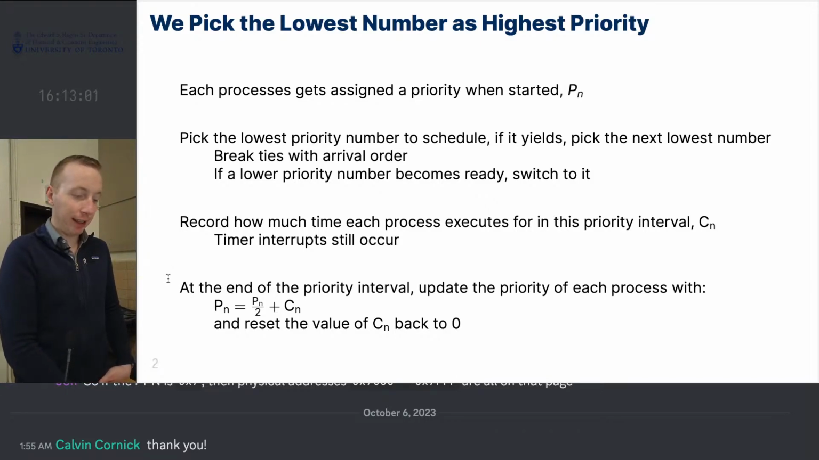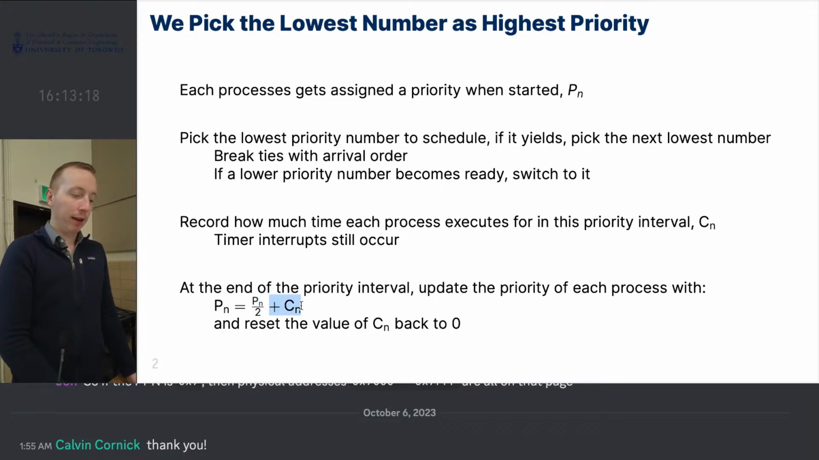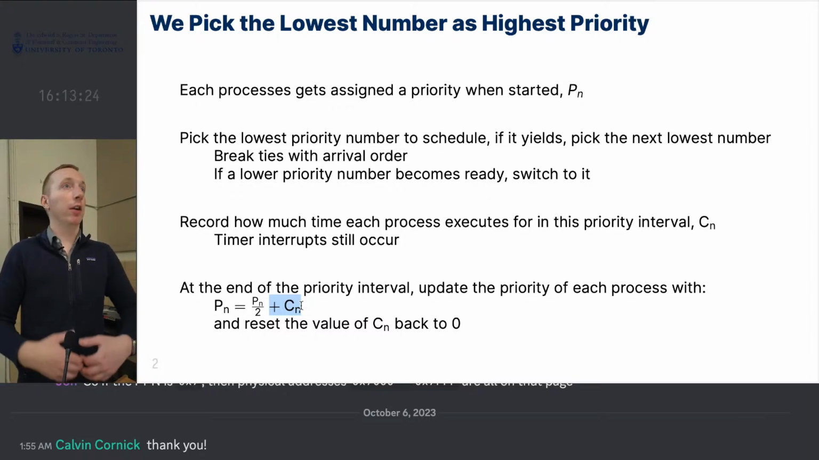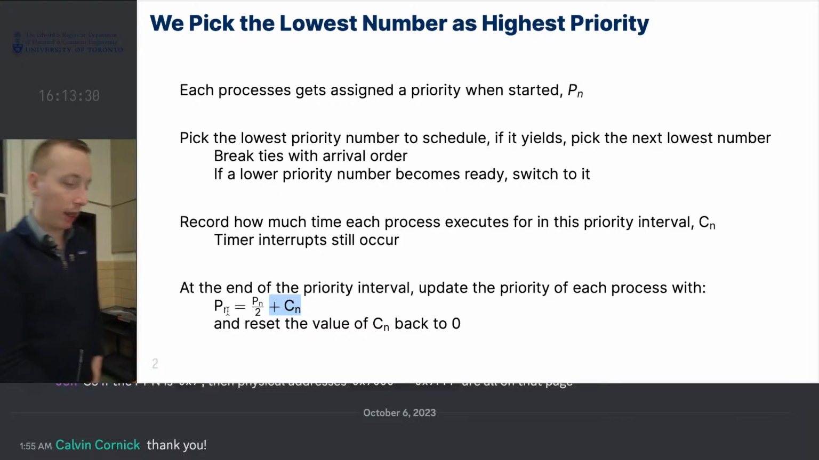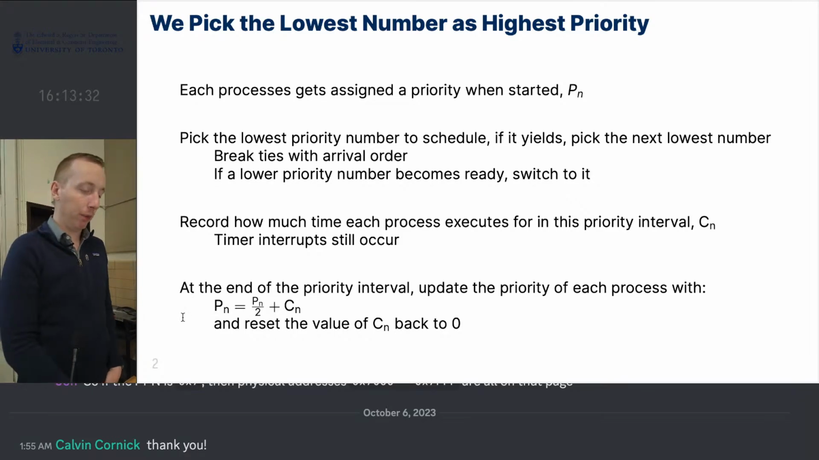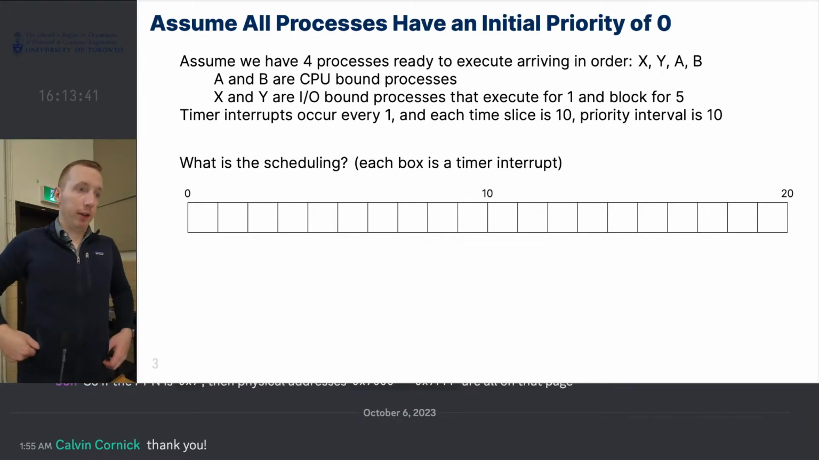Our calculation is at the end of the priority interval. We update the priority of each process with this formula. Its new priority P of n is equal to its old priority divided by 2, so it gets lower and lower, which means we are more likely to execute it, and then plus however long it executed for that time slice. So if you just executed, your number will be higher, you will have a lower priority, and it is more unlikely that you will run. Each time we go through, we reset the priority interval, and we reset our counter of all the processes back to 0. So what's that look like?